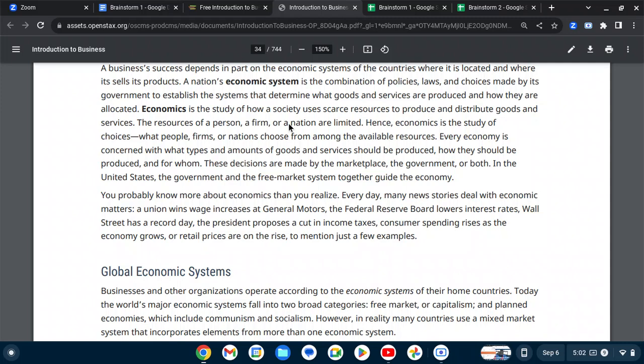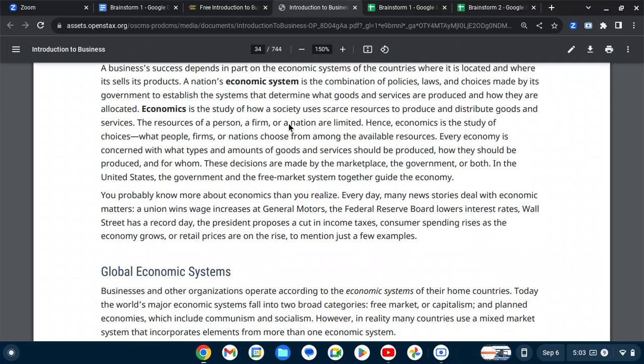Economics is the study of how a society uses scarce resources to produce and distribute goods and services. The resources of a person, a firm, or a nation are limited. Hence, economics is the study of choices, what people, firms, or nations choose from among the available resources. Every economy is concerned with what types and amounts of goods and services should be produced, how they should be produced, and for whom. These decisions are made by the marketplace, the government, or both. In the United States, the government and the free market system together guide the economy.